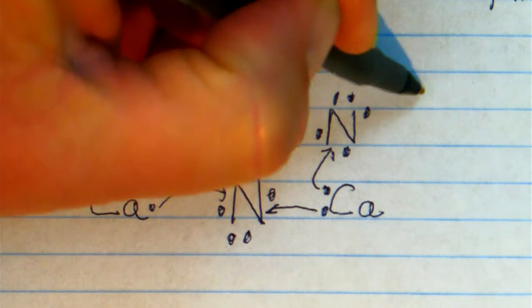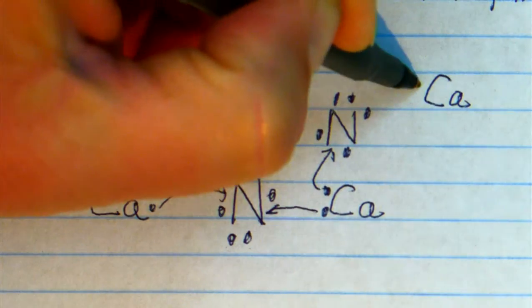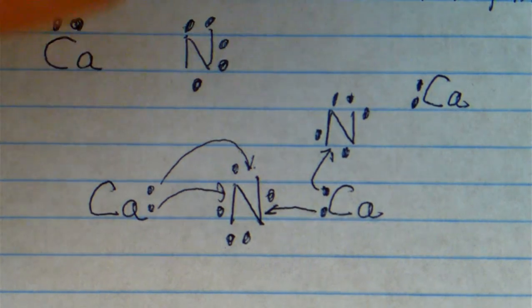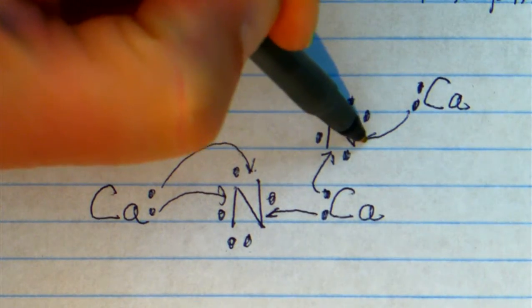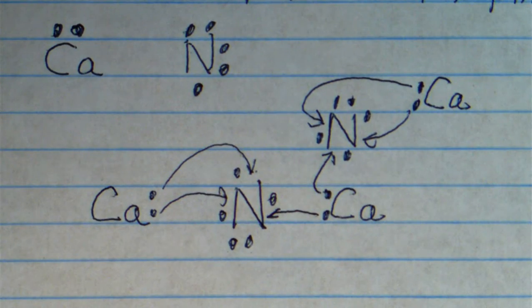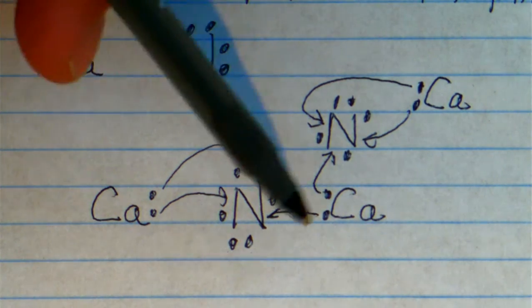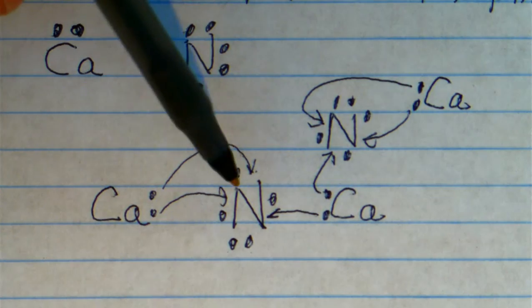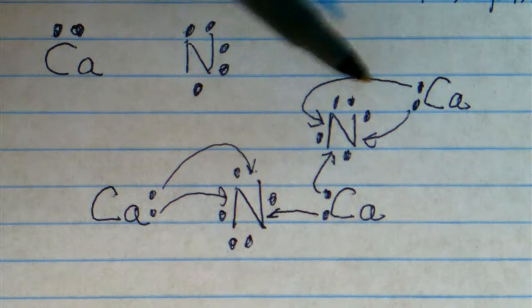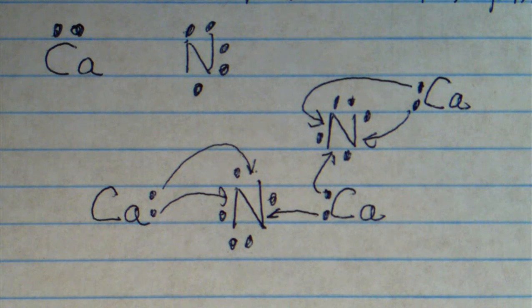Well, let's bring in another calcium with its 2 valence electrons. One goes here, one goes there, and there's probably a much neater way of drawing this than what I did. But now count up how many calciums you see and how many nitrogens you see, and notice that all of these atoms are finally happy.